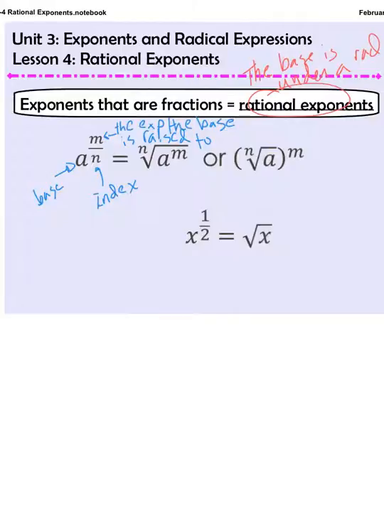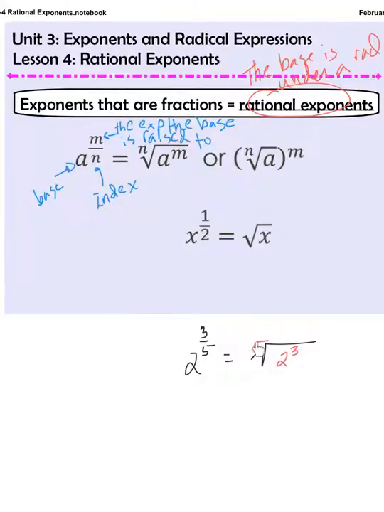If I had 2 to the 3/5. Okay, so 2 is my base, 5 is that index, so I'm going to take a 5th root, and if I cover that up, I've got 2 to the 3rd. So I know that my index is the denominator of that fraction, and that denominator always goes here. So if I cover that denominator up, I see 2 to the 3rd. So I'm going to write 2 to the 3rd underneath here.